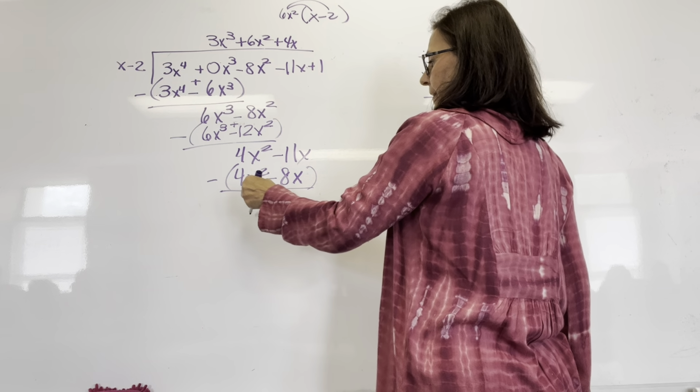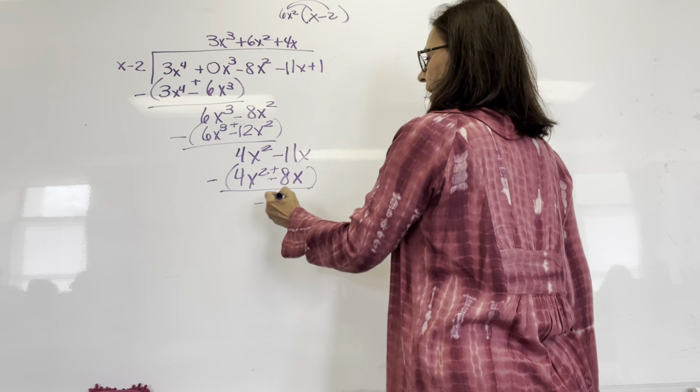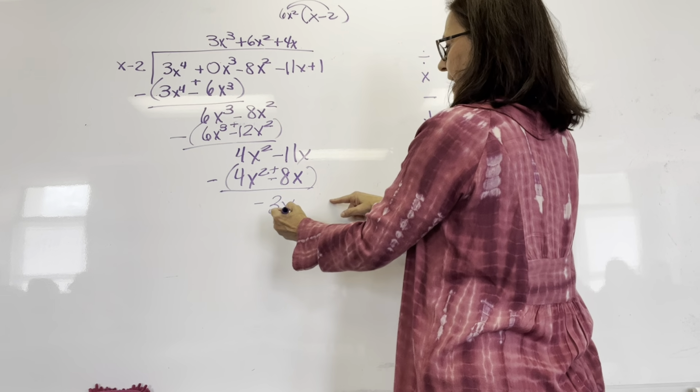So the first term eliminates. It's negative 11 minus a negative, which is positive. So it's negative 3x. I bring down the next term.